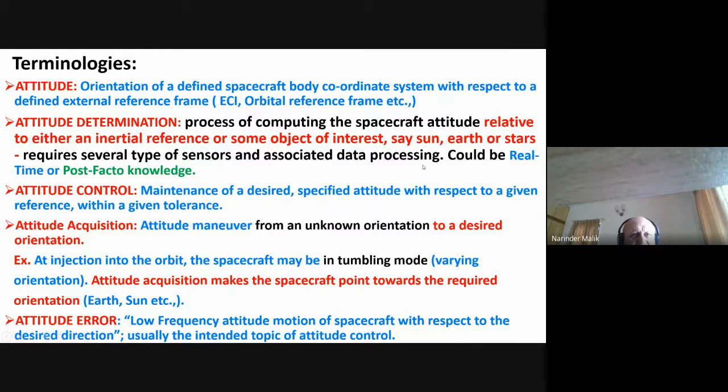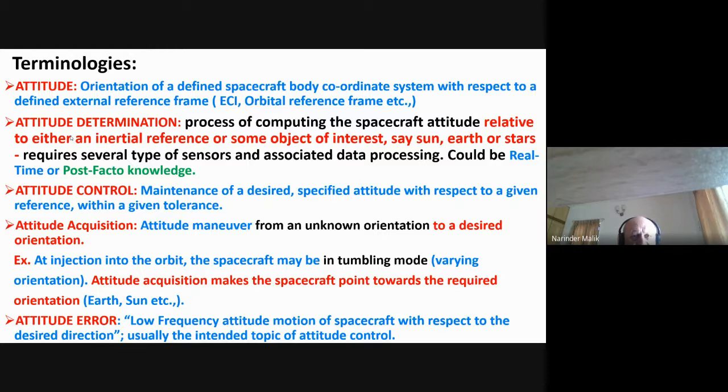Attitude determination is a process of computing the spacecraft attitude relative to either an inertial reference or some object of interest, say sun, earth, or stars. It requires several types of sensors and associated data processes. It can be real time, it can be post facto, either way.